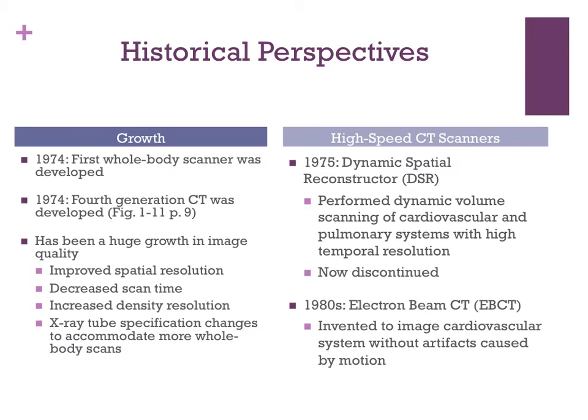All right, so in 1974, the first whole body scanner was developed. And there were 3 generations of whole body scanners developed. In 1974, the 4th generation CT was developed. Take a look at figure 111 on page 9 of your textbook to see the 4 different generations of scanners. There's been a huge growth in image quality involving CT scanners over the years. This includes improved spatial resolution, decreased scan time, increased density resolution, and increased loadability, meaning the X-ray tube specification changes were made to accommodate more whole body scans.